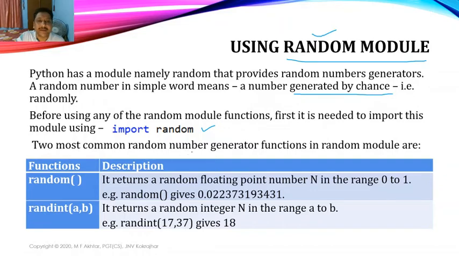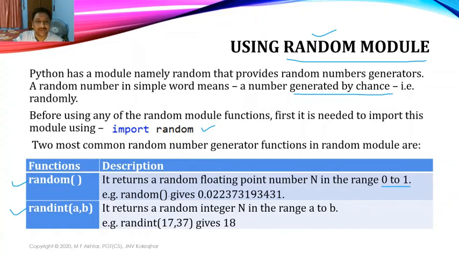The two most common random number generator functions in the random module are random and randint. The random function receives nothing, meaning we have nothing to provide to it, but the randint function takes two values, a range of values. Now what does the random function return? It returns a random floating number n in the range 0 to 1. It will generate any random number between 0 and 1.